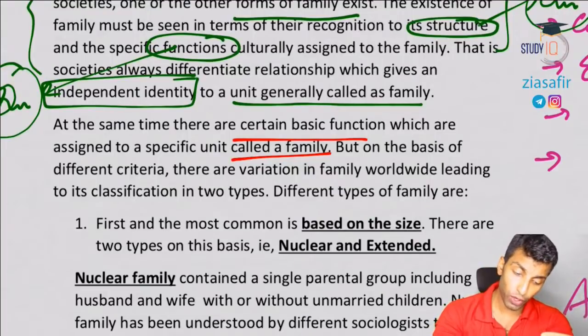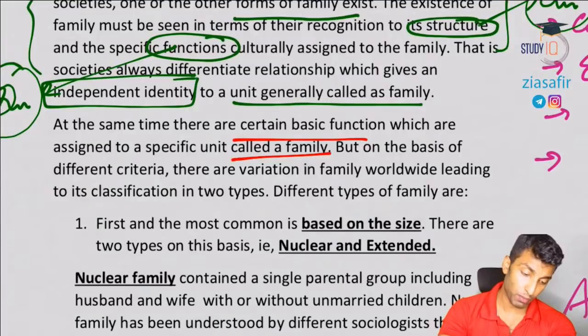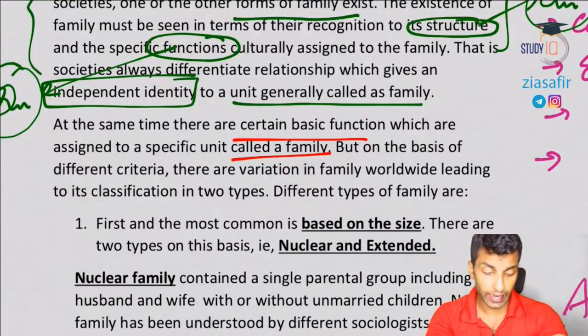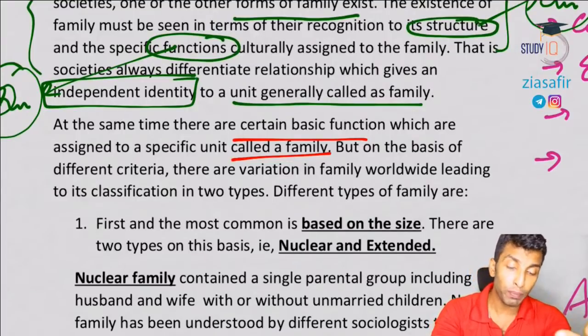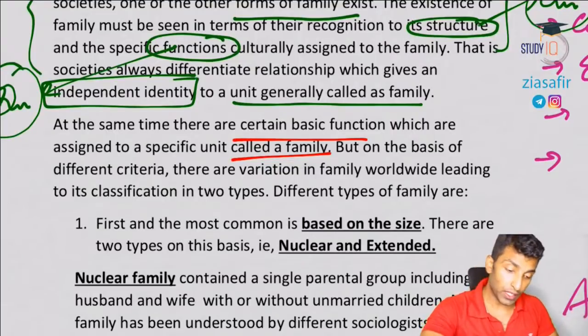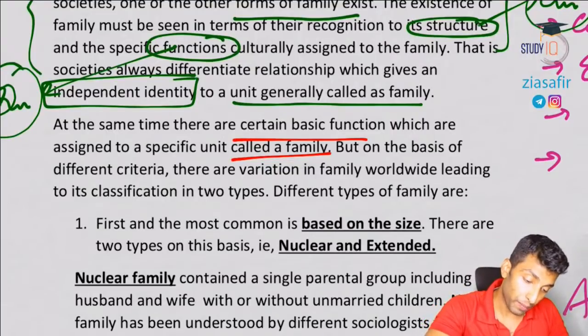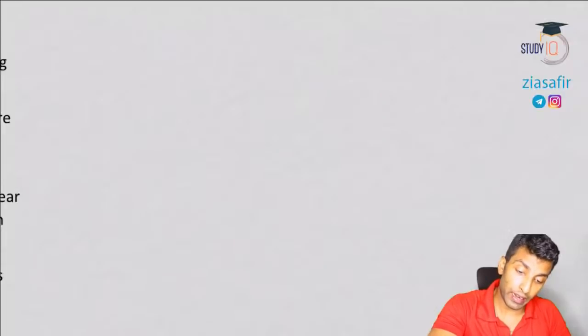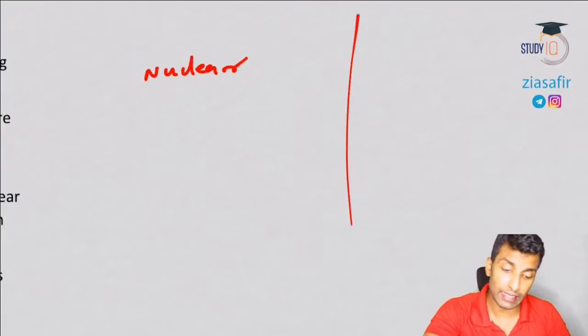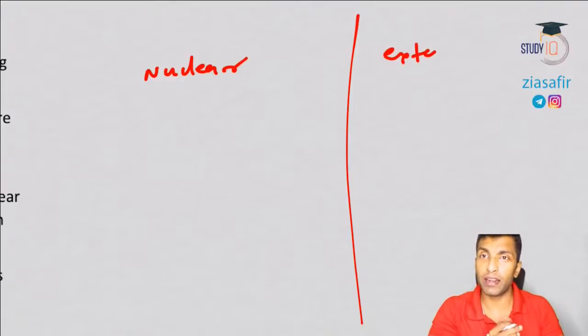Before we move on to the PDF, I have all this content in my PDF, so you will not face any problem. Everything is explained in detail in the PDF, but before moving on to it, I'll explain everything. So first we will see on the basis of size. On the basis of size, you can classify family into nuclear and extended. In a nuclear family, only one parental group will be there. In an extended family, more than one parental group will be there.